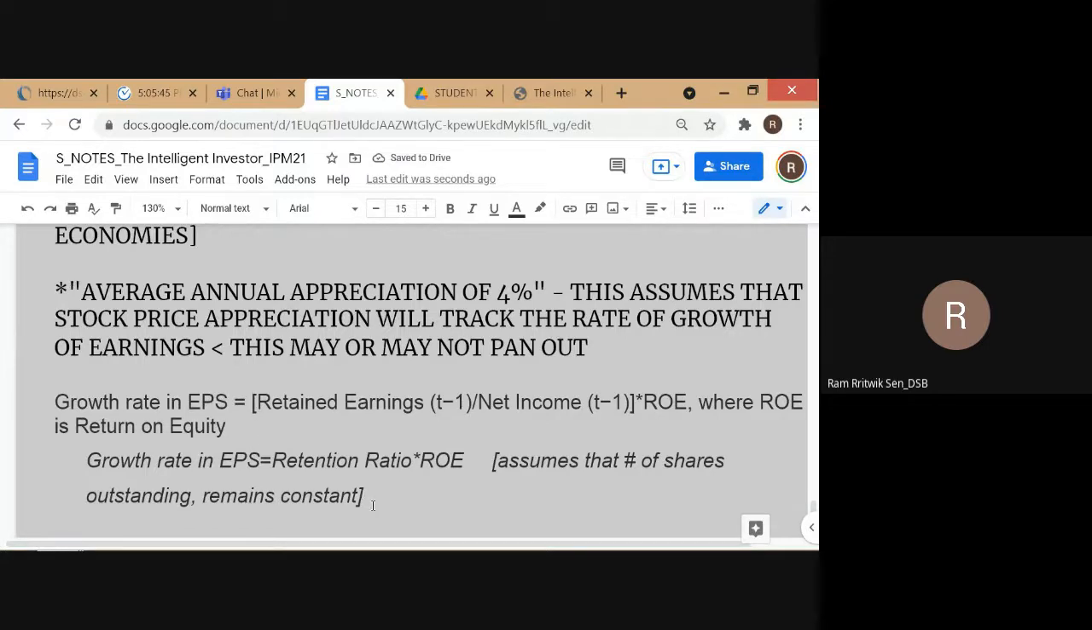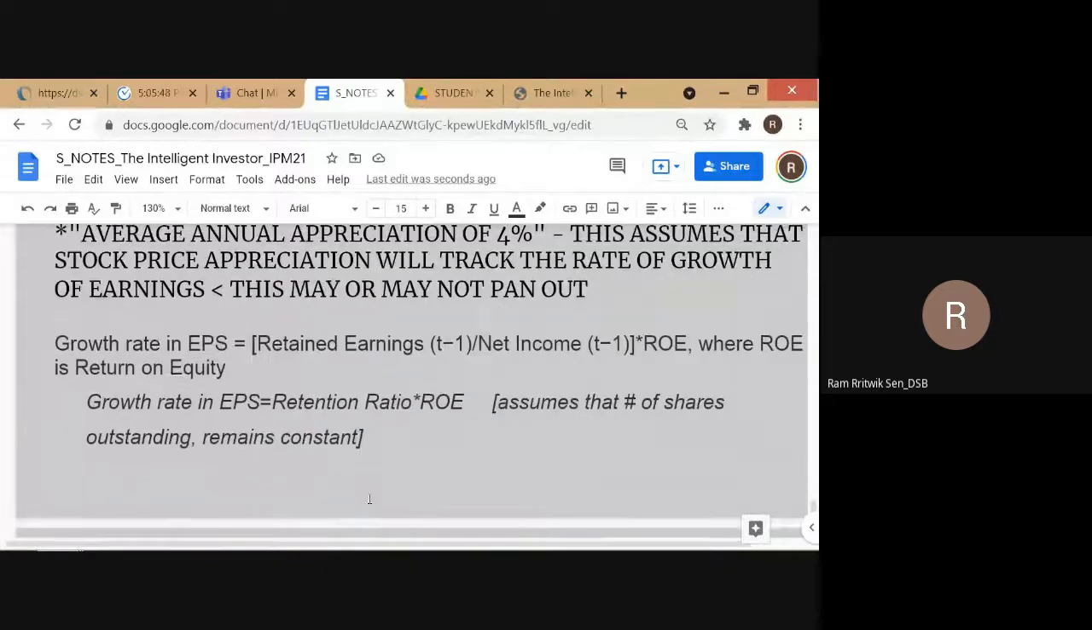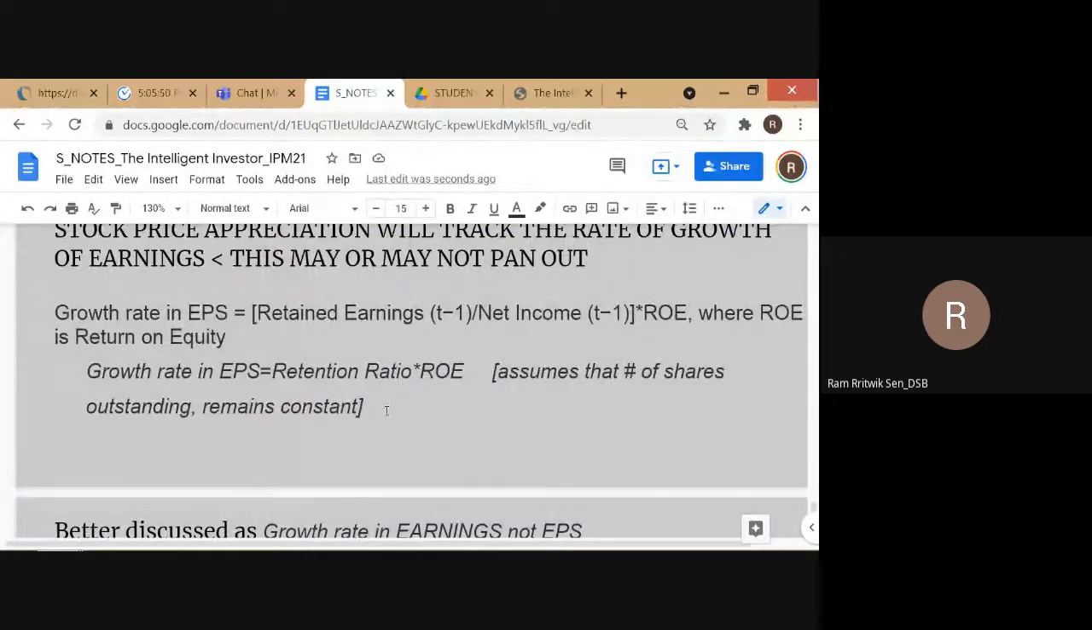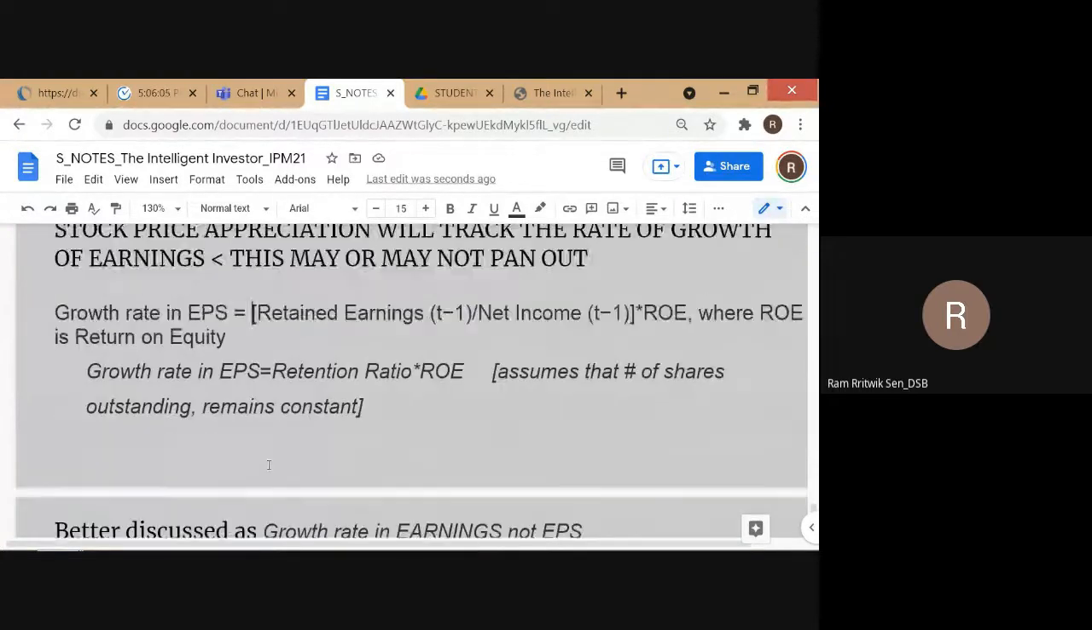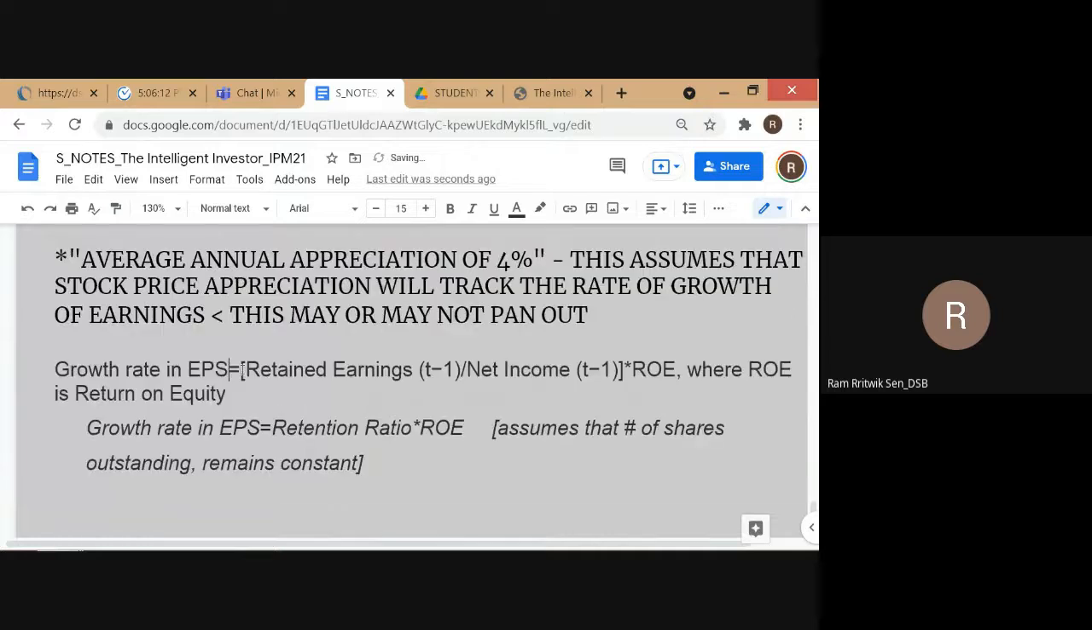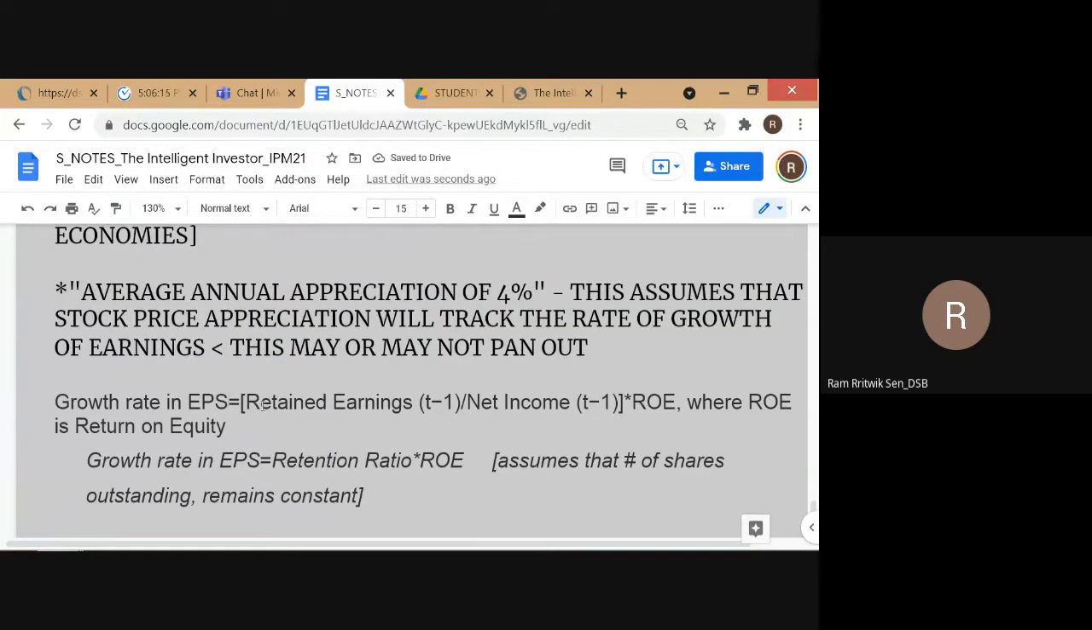Did they have some rights issues? Did the number of shares remain constant? You don't have to scratch your head over that if you deal with the full block of earnings and the changes in the total book value of the company. So anyway, that's just a tip for your own analysis. But remember that the market is always going to be talking in terms of EPS. If you look at the earnings releases, they always talk in terms of EPS. All right, so this is just a little technicality to remember: the retention ratio times the ROE gives the growth rate of earnings.